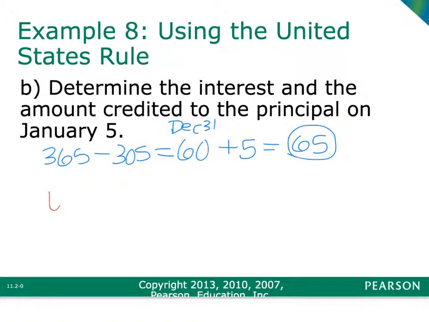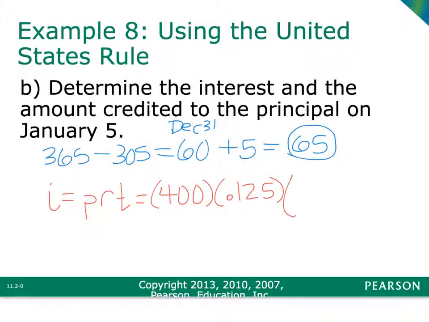So you're going to use the same formula, I equals PRT. Her original loan amount was $400. And the loan rate was 12.5%, so that's 0.125. And she has had the loan for 65 days. And we assume that there's 360 days in a year. I know that's weird. And we're going to use our calculator to multiply all of that out. She will pay $9.03 towards interest.